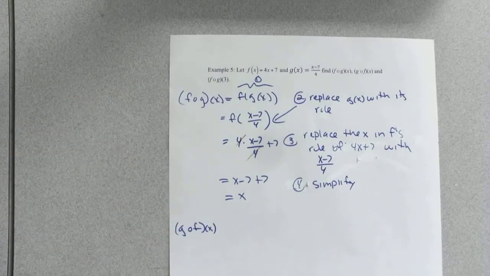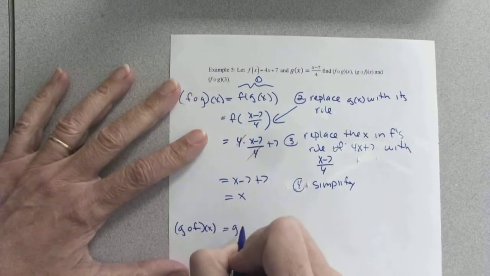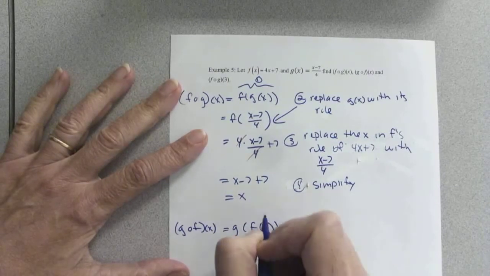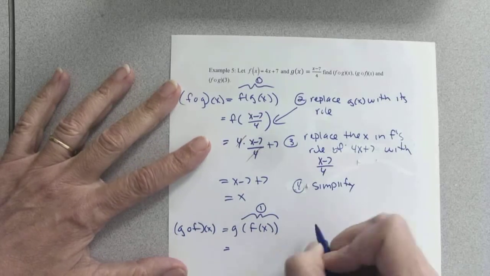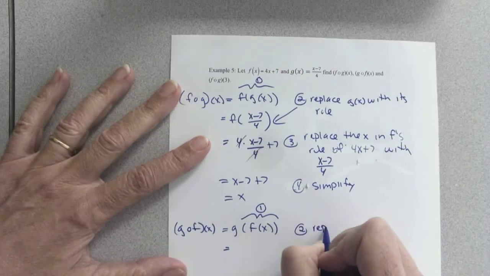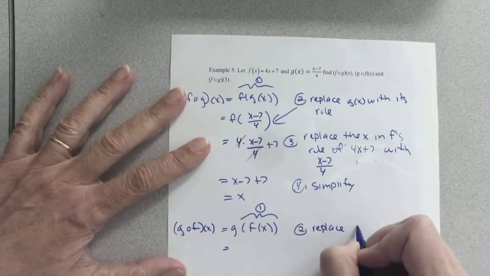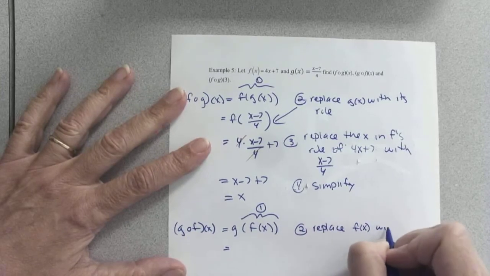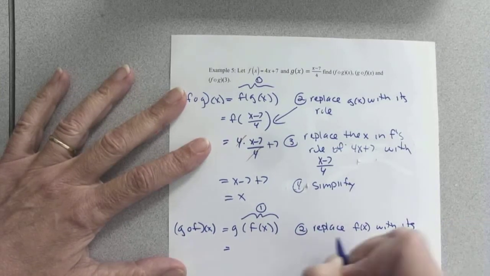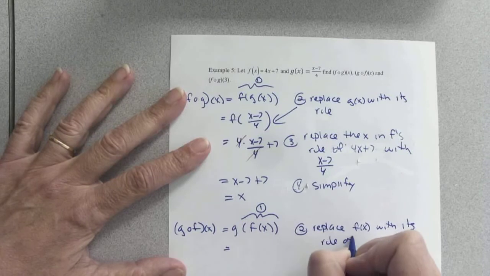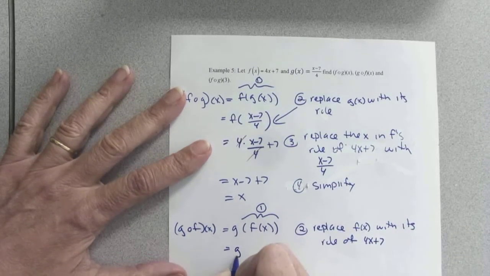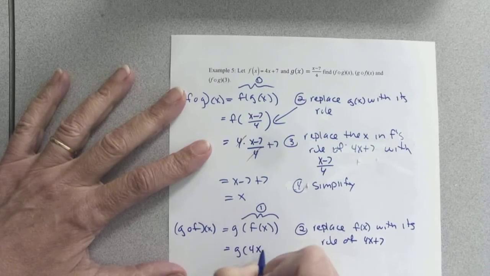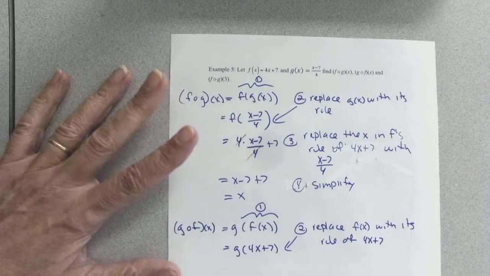Doing it again, g of f of x, but doing it the other way around. Start by rewriting it. So there's step 1. Step 2, replace f of x with its rule of 4x plus 7. So that's going to be g of 4x plus 7. So there's step 2.